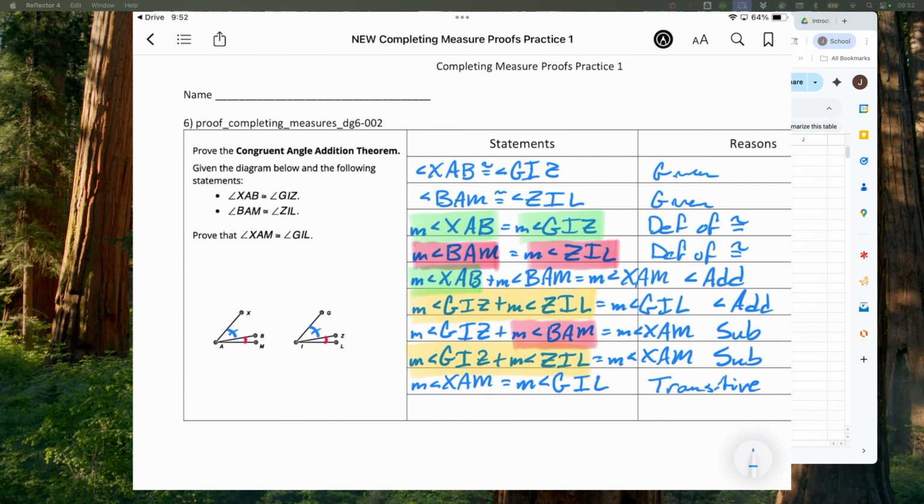Then we can go from an equal statement to a congruent statement. Angle XAM is congruent to angle GIL. Definition of congruent. Not the easiest thing.